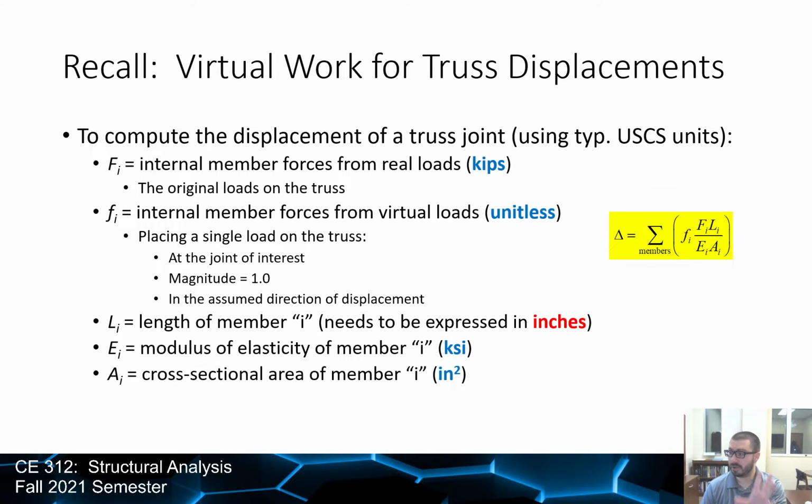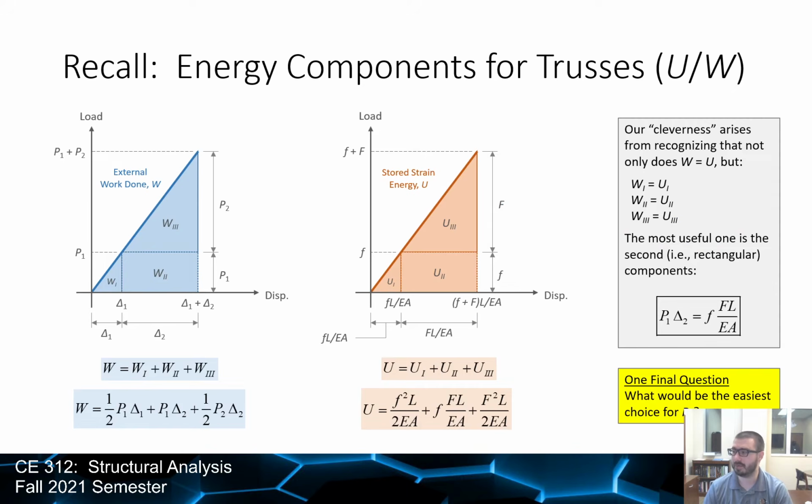Now, what we were doing when we summed up these little f's times big F's times L's over EA's was basically summing the energy in the structure. Remember, these were the two graphs that we generated looking at the energy component for trusses. We had the external work done and the stored strain energy, and the idea was to set those two terms equal to one another and solve for the displacement.